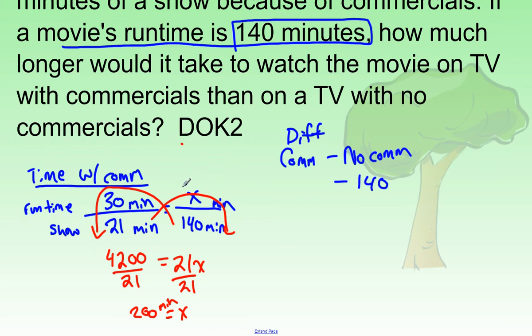So that's how long the show would run with commercials. A 140-minute show would take 200 minutes. So with commercials is 200. Without commercials is 140. So now I can do this problem. It asks, how much longer would it take? What is the difference in the time between with commercials and without commercials? So my little subtraction here tells me the answer is 60 minutes longer to watch the show with commercials than without the commercials.